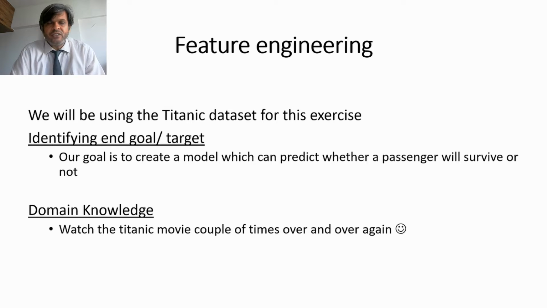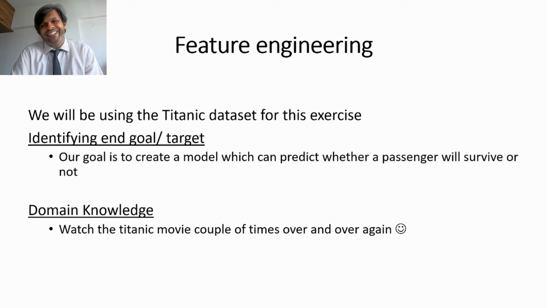And let's start. The first thing we need to do is identify the end goal or the target of our exercise, or an experiment, we can say. In this case we are using the Titanic dataset, and our goal is to create a model which can predict whether a passenger will survive or not. That is the statement, the goal or target which we are trying to work towards.